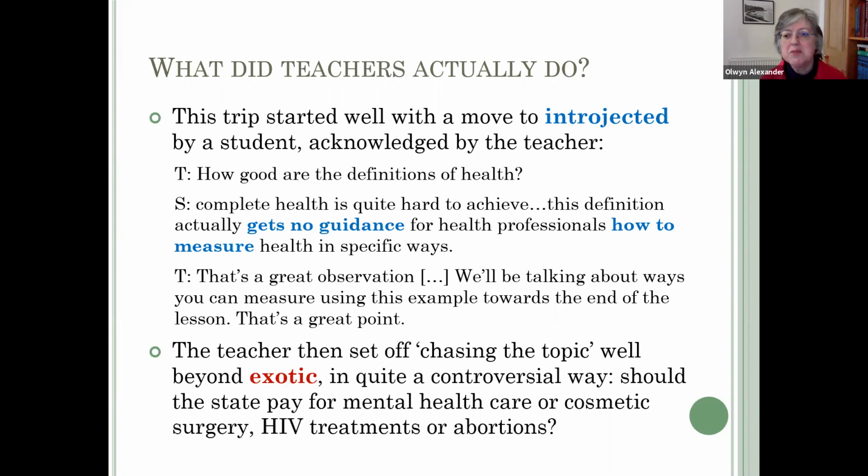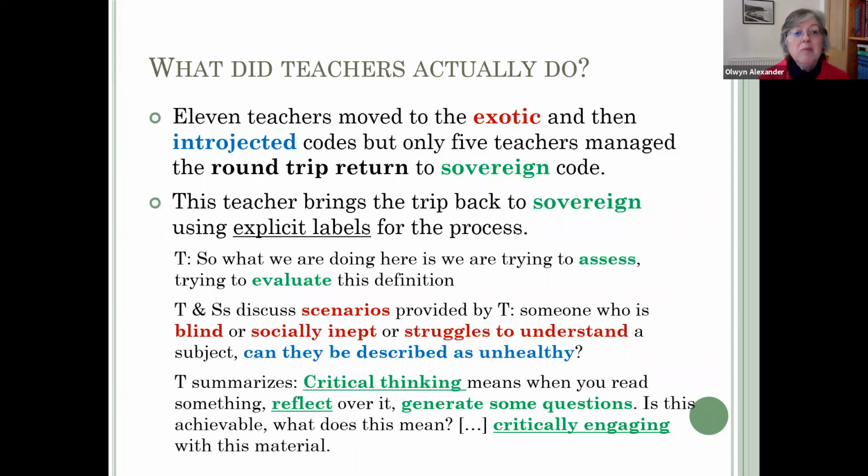I'm interested in healthcare systems around the world. What should they pay for? Should they pay for mental health treatment or cosmetic surgery or HIV or abortions? And the students were desperately trying to follow him. And at the end of it, he said, it's important to have an opinion, which is not quite the same as saying we're critically evaluating here. But 11 teachers of the 32 that we had were able to move to exotic and then introjected. Only 5 teachers managed the round trip to sovereign code. And you can see an example here. So the teacher saying, well, we're going to try to evaluate this definition.